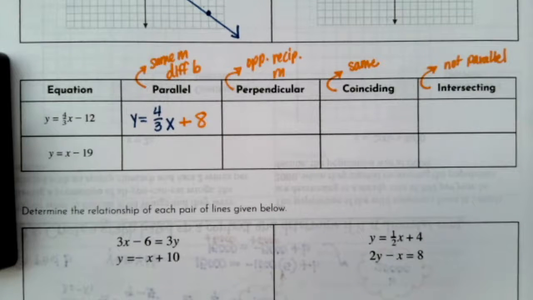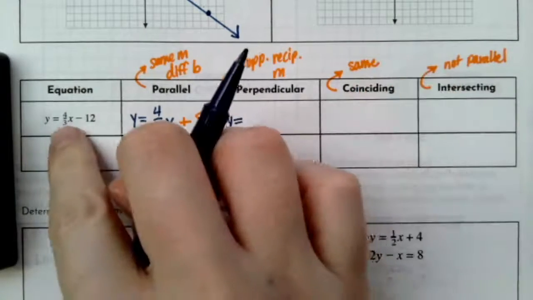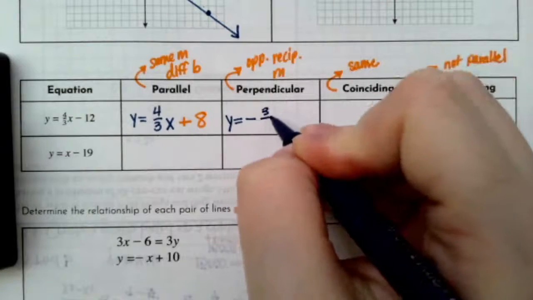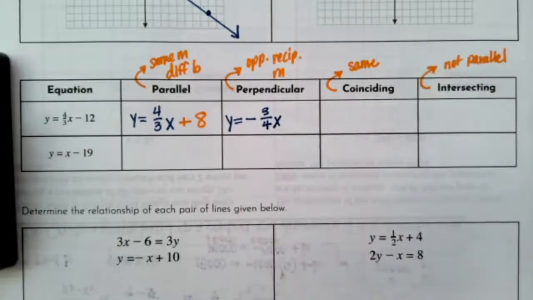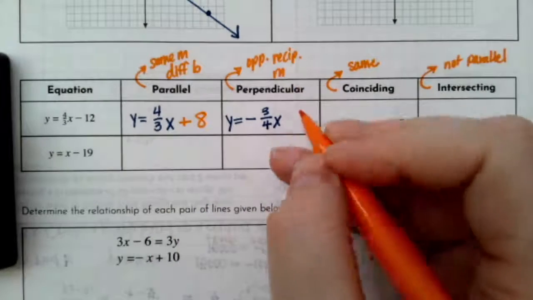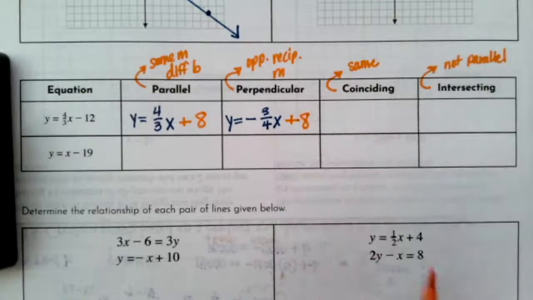For perpendicular, we want opposite reciprocal slopes. So we want, instead of a positive slope, we want a negative. And instead of 4/3, we want 3/4. And then again, the B doesn't matter for perpendicular, so you could do minus 12 or any other number. It doesn't matter. I typically just make those match.